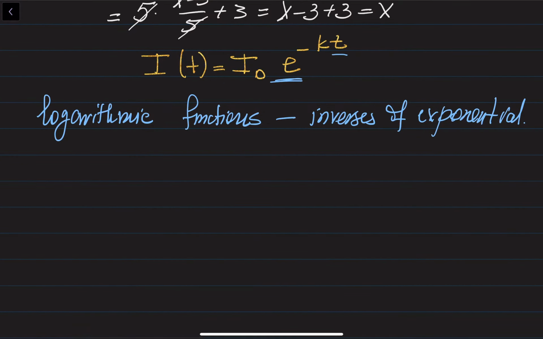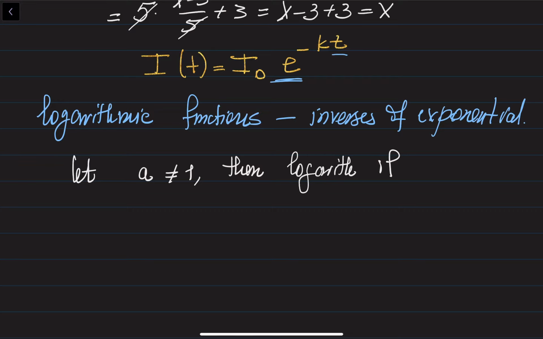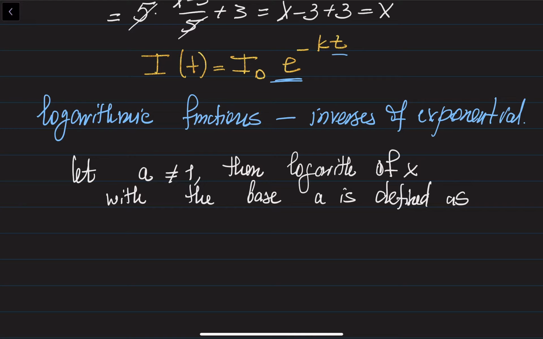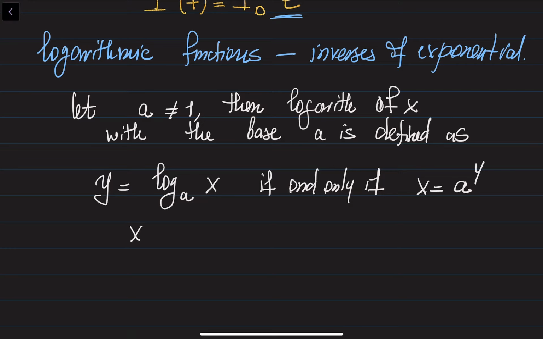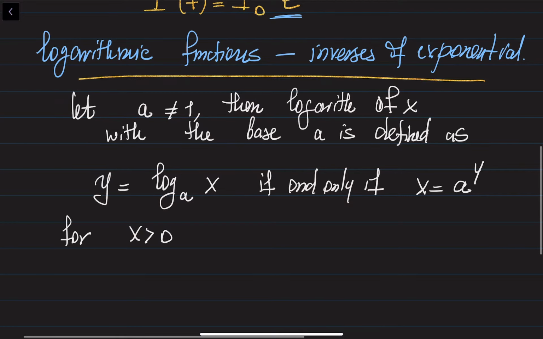Well, let's make the mathematical definition of the logarithmic functions. So let a be a number which is not equal to 1, then the logarithm of x with the base a is defined as y is equal to the logarithm of base a of x. And it is true if and only if x is going to be equal to a in the power of y, for every value x which is going to be positive. So for all of the values of the x which are positive. So essentially this is going to be the definition of the logarithmic functions.